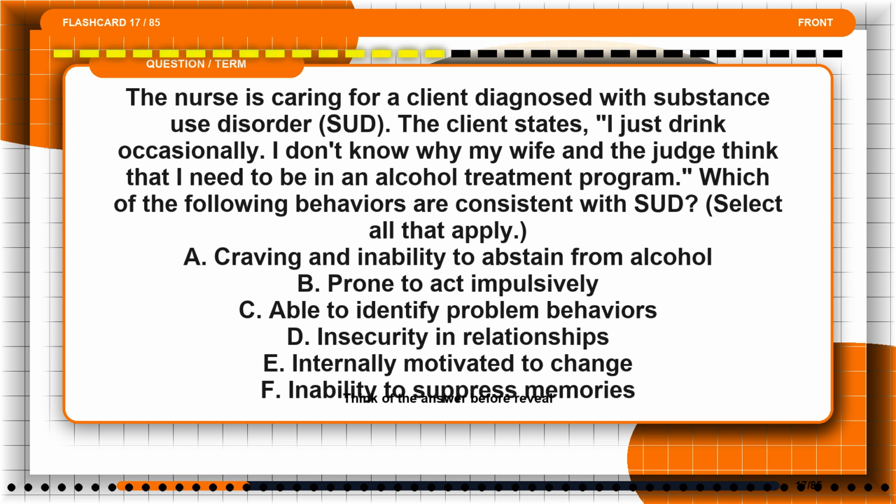Select all that apply. A. Craving and inability to abstain from alcohol. B. Prone to act impulsively. C. Able to identify problem behaviors. D. Insecurity in relationships. E. Internally motivated to change. F. Inability to suppress memories. Think of the answer before the reveal.